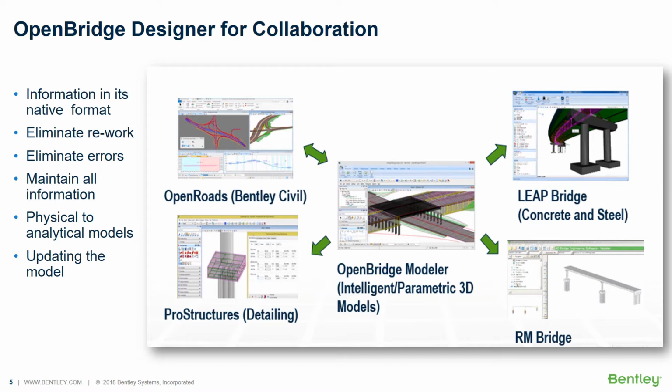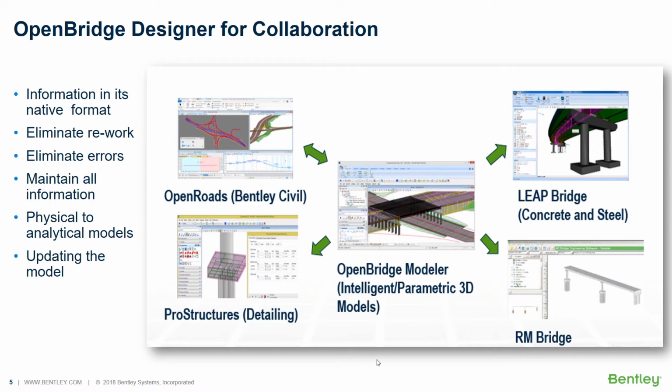For example, the alignment, profile, and superelevation belong, generally, to the roadway engineer. My bridge is my bridge, so it belongs to me. I'm doing this with OpenBridge Modeler. The designer will use the bridge and owns that information, as well as the detailer. He's using my bridge model to detail. So he's the owner of the rebars, but I'm the owner of the structure. So all that sharing is available.